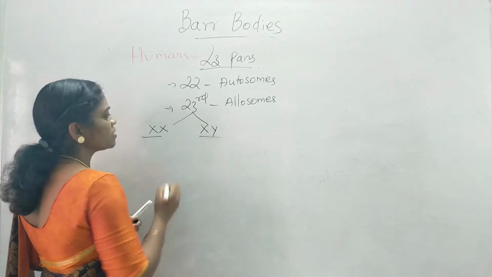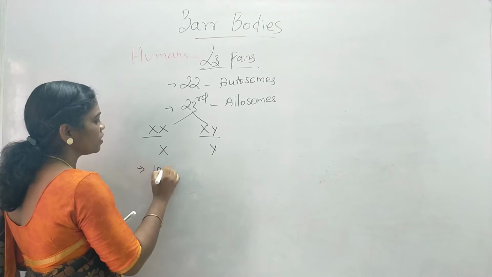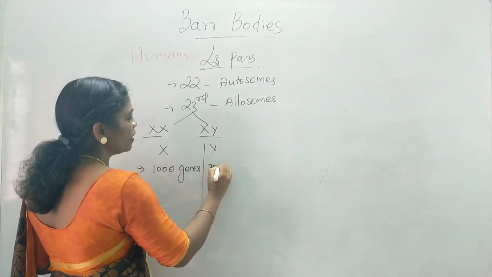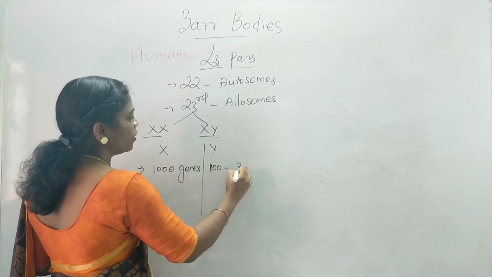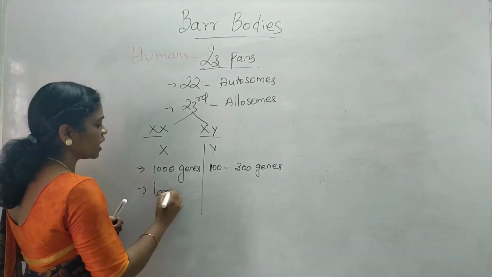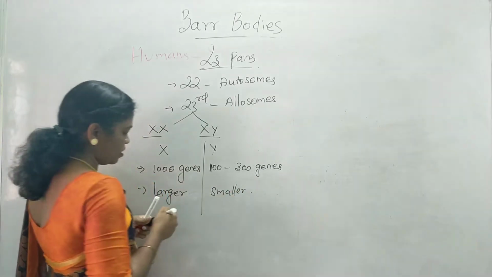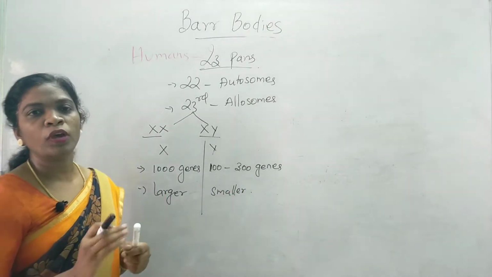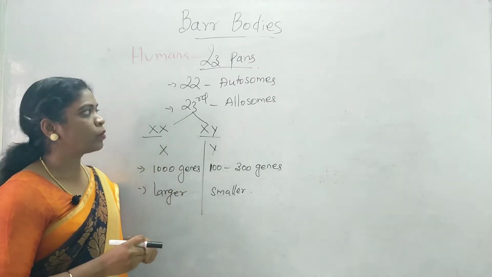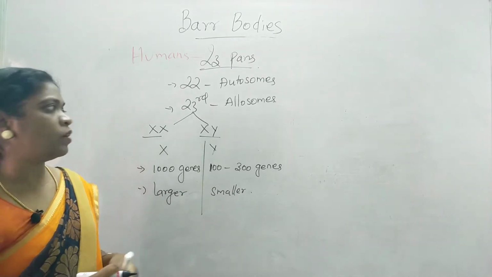If you compare the X chromosome with the Y chromosome, the X chromosome has about 1000 genes. The Y chromosome has around 100 to 300 genes. The X chromosome is larger and the Y chromosome is smaller. So most of the information is carried by the X chromosome because it has more genes. We'll go with Barr bodies, and after that we'll discuss X chromosome inactivation.